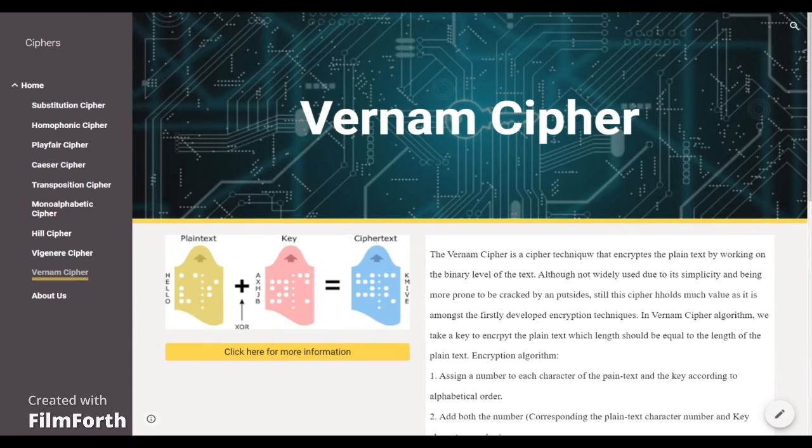The last cipher we are going to discuss today is Vernam cipher. The Vernam cipher is a cipher technique that encrypts the plain text by working on the binary level of the text. Although not widely used due to its simplicity and being more prone to be cracked by an outsider, this cipher still holds much value as it is among the first developed encryption techniques. In the Vernam cipher algorithm, we take a key to encrypt the plain text, whose length should be equal to the length of the plain text.